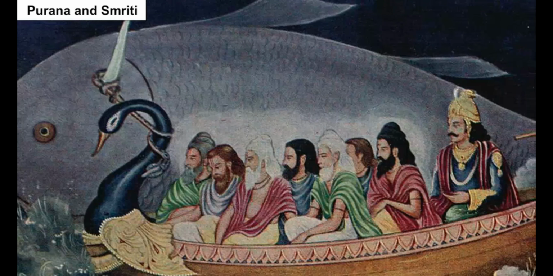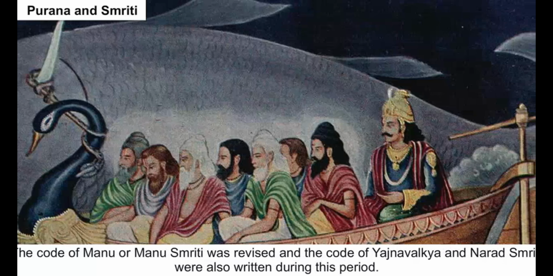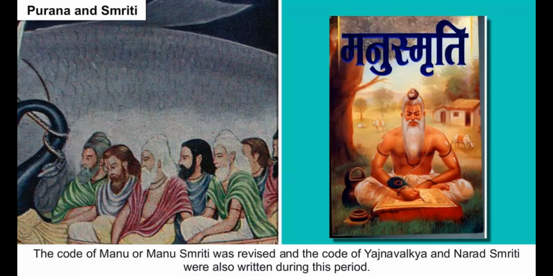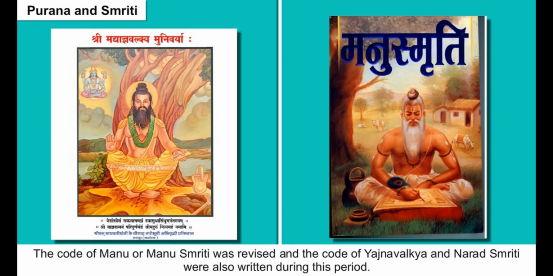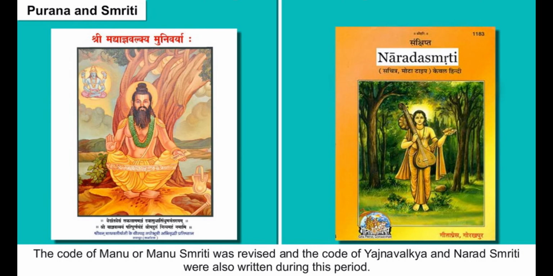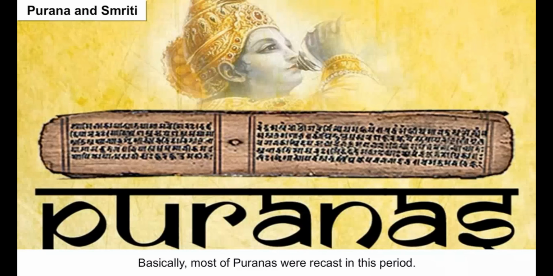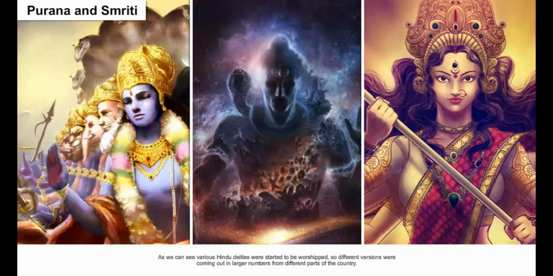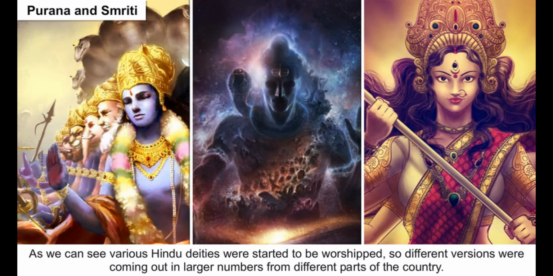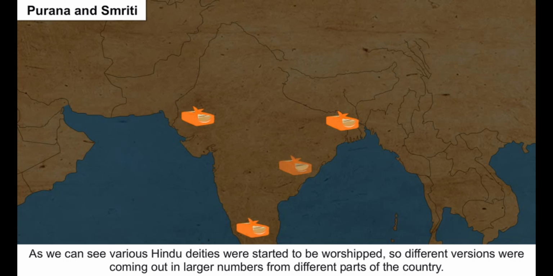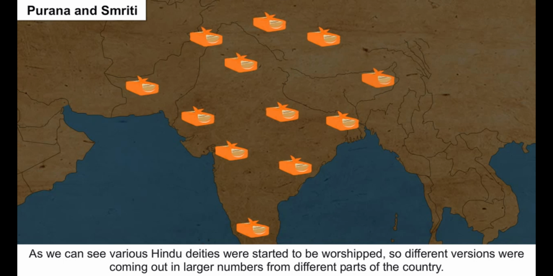Purana and Smriti. The code of Manu, or Manusmriti, was revised, and the code of Yajnavalkya and Narada Smriti were also written during this period. Basically, most of the Puranas were recast in this period. As we can see, various Hindu deities started to be worshipped, so different versions were coming out in larger numbers from different parts of the country.